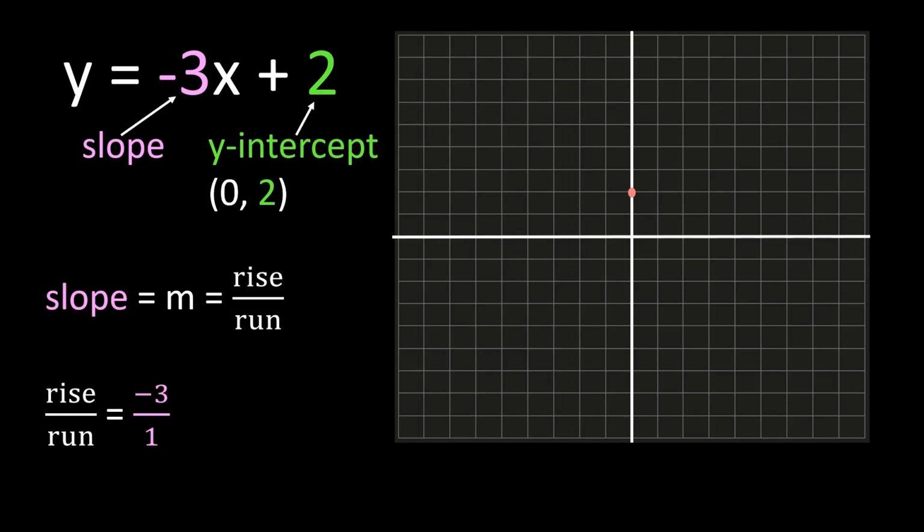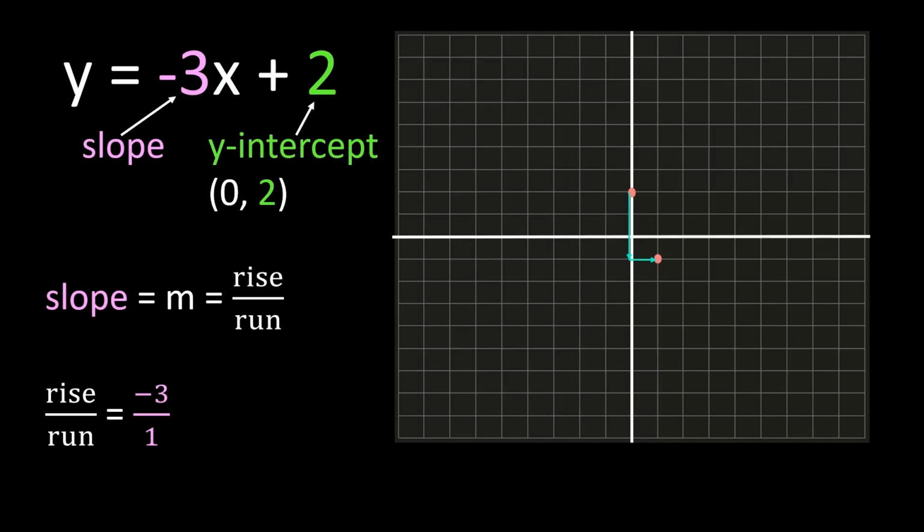So I'm going to start again from the y-intercept, and my rise is -3. So I'm going to go down 1, 2, 3. So again, I'm going to start at my y-intercept. My rise is -3, so I'm going to go down 1, 2, 3, and then I have a run of 1. So then I'll go over 1, and that is where my next point is going to be.